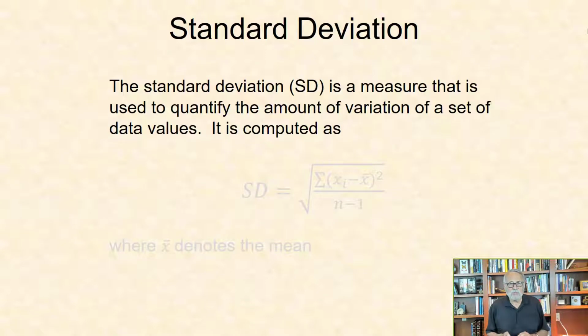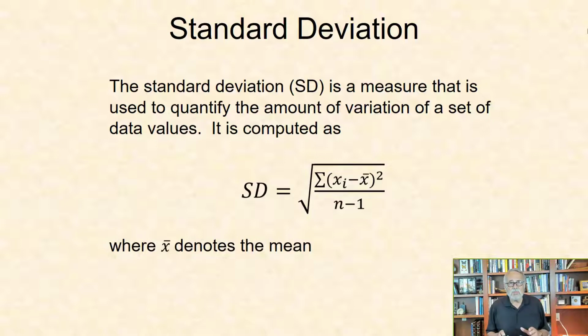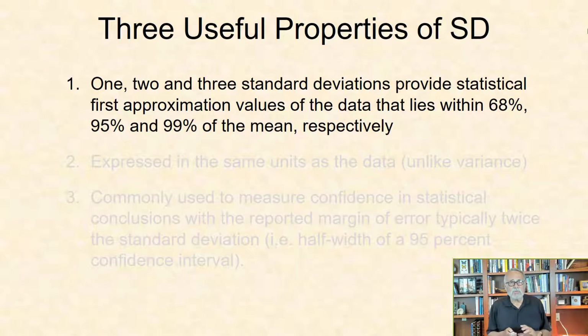Standard deviation. The standard deviation, acronym SD, is a measure that is used to quantify the amount of variation of a set of data values. It is computed with the familiar formula: standard deviation equals the square root of the sum of squares divided by n minus 1. Several characteristics of the standard deviation merit comment.